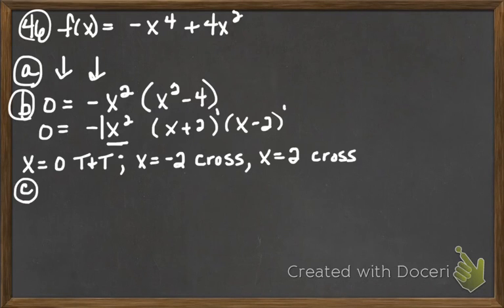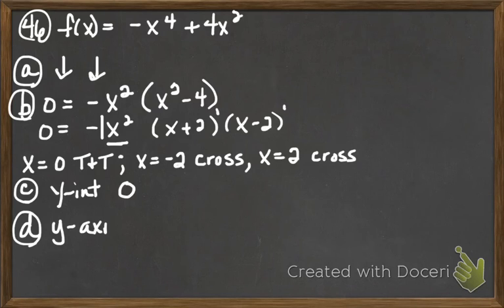Any y-intercepts? If I let x go to 0, what will y be? 0. Is there any symmetry? If all the exponents are even, it has y-axis symmetry. So yes, it has y-axis symmetry. You might want to write down all exponents are even.